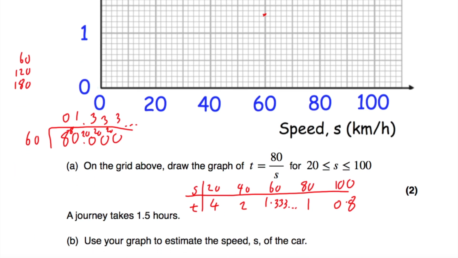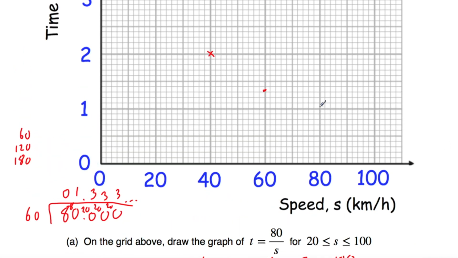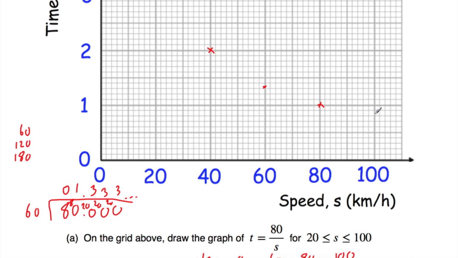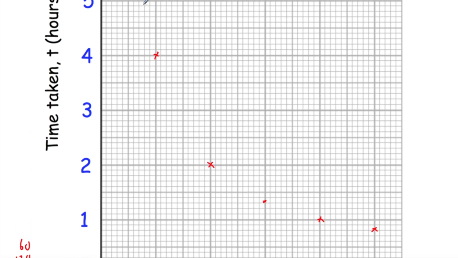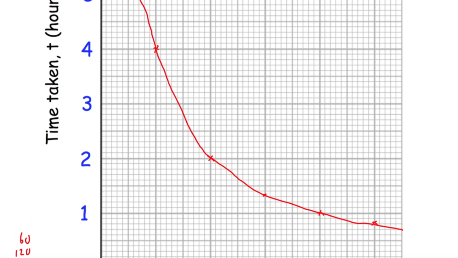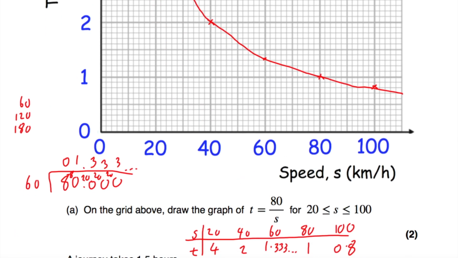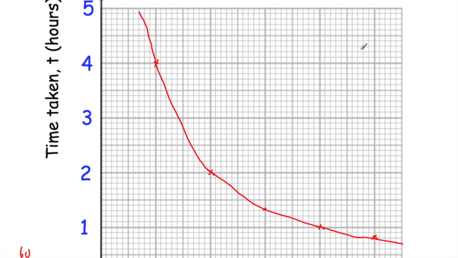Okay, next, 80. Well, that's going to be 1. 80 across, 1 up. And finally, 100 was 0.8. So that's there. So we've plotted all our points. Now let's draw a nice curve through them. So it's going to look something like this. And that's it. So that's the graph of t equals 80 over s, t equals 80 divided by s. Okay, so we've done part A.